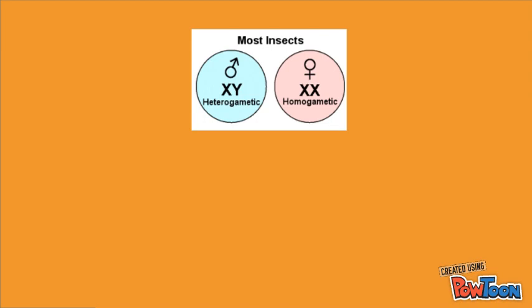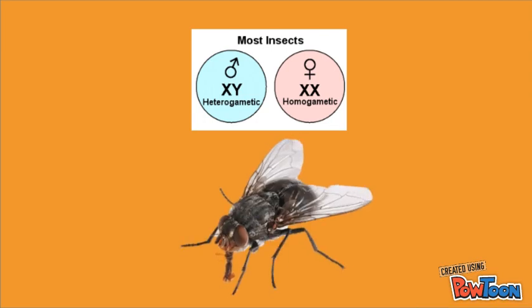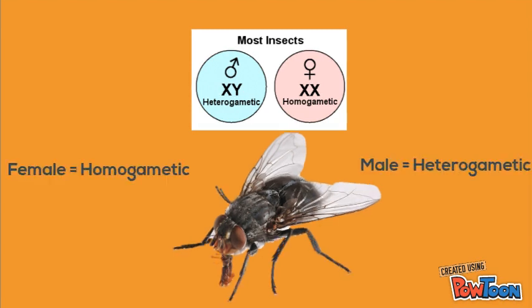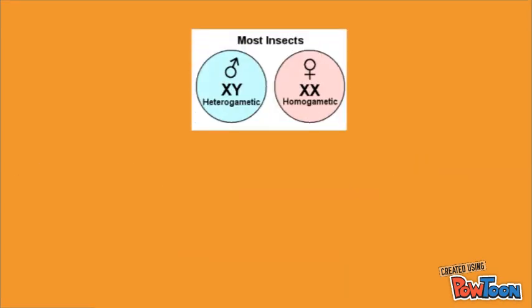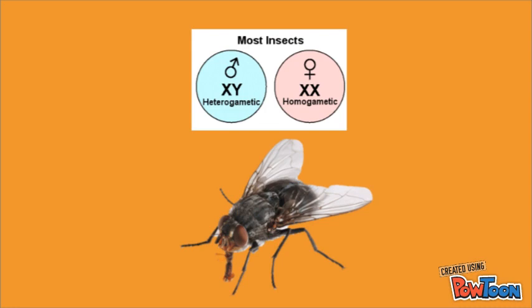Like humans, most insects have a single pair of chromosomes that carry the genetic information for determining an individual's gender. If an embryo inherits a pair of X chromosomes, it will develop as a female. If it inherits one X and one Y, it will develop as a male. The XX female is said to be homogametic. The XY male is heterogametic. In this case, the male's contribution determines the offspring's gender.